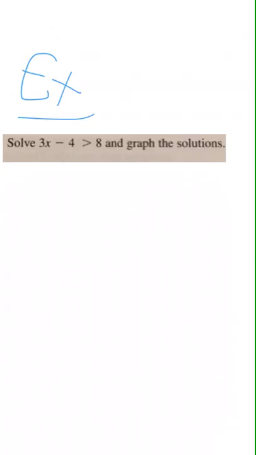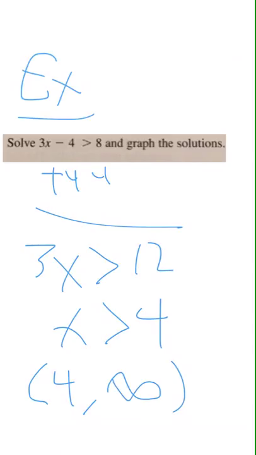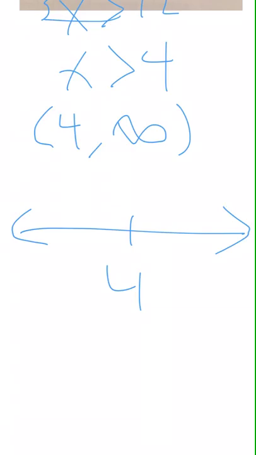So here's an example. It says solve 3x minus 4 is greater than 8 and graph the solutions. Alright, you'd start off solving it like you would an equation, add 4 to both sides. So 3x is greater than 12, which means that x is greater than 4. So the solution set would be all the numbers greater than 4, so from 4 to infinity with parentheses. So you go to 4 on the number line, and you would draw a parentheses around the 4. You'd want the numbers to the right.